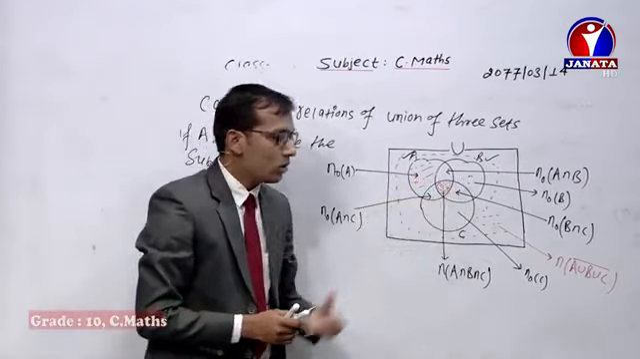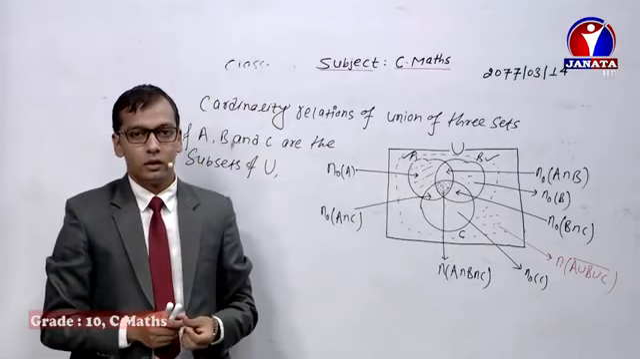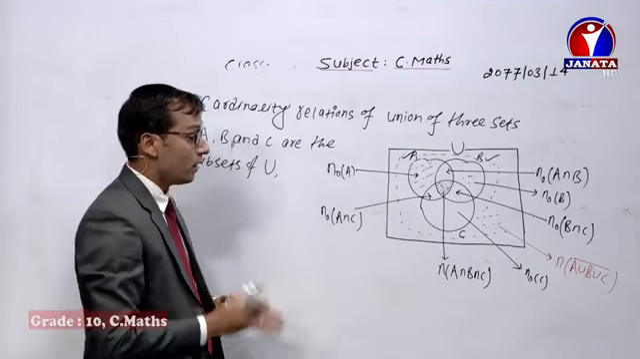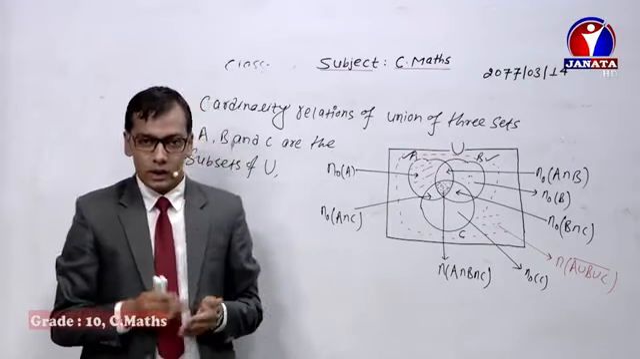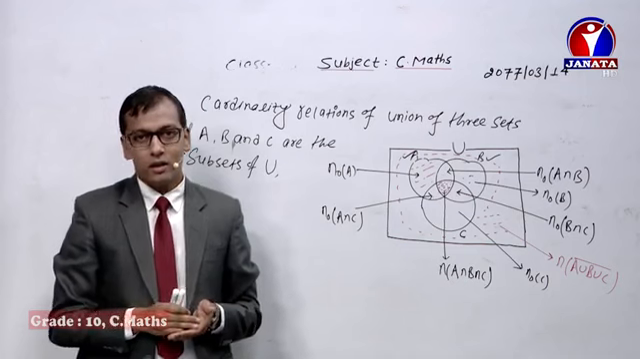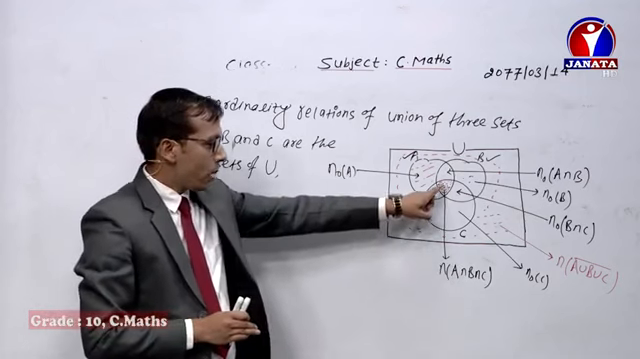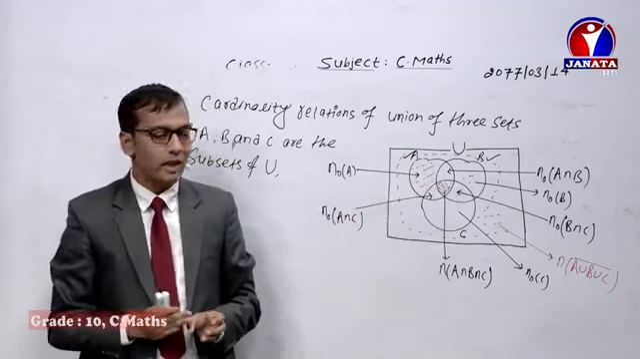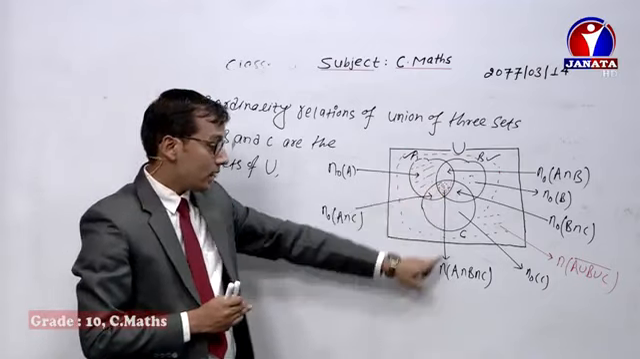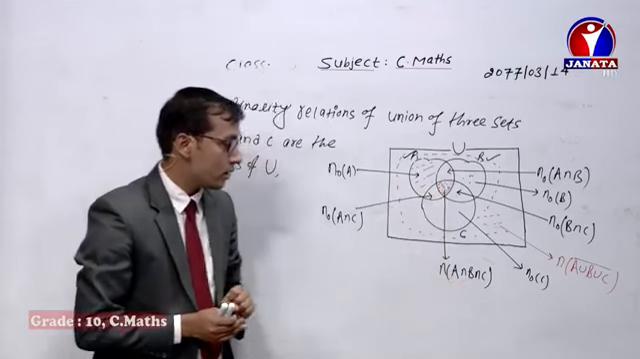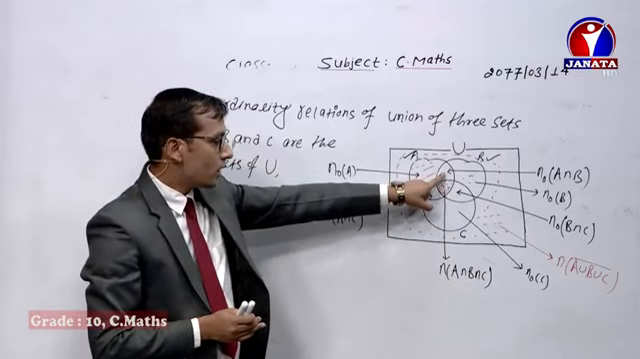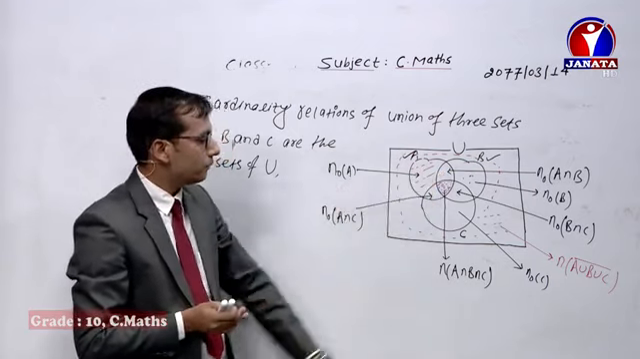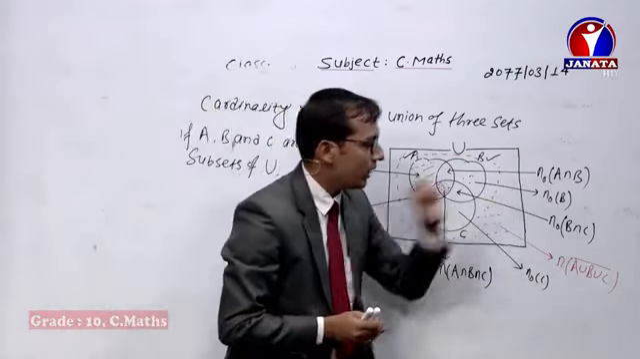So if we count the different regions in a universal set U, there are a total of 8 different regions, which are denoted by different set notations. So the middle or the common region or the intersecting region of all three sets, this is n of A intersection B intersection C. This is the common region of A and B only, but this is not the region contained by C.